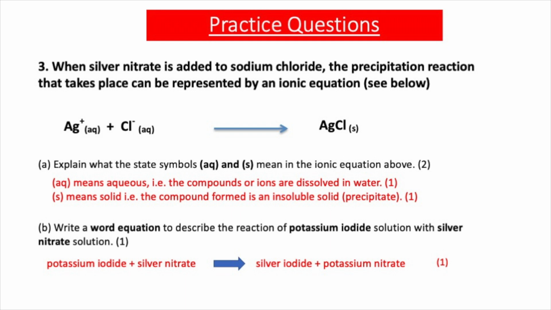1 mark for that. Now for question B, it's asking you to write a word equation to describe the reaction of potassium iodide solution with silver nitrate. So the word equation would be potassium iodide plus silver nitrate forms silver iodide and potassium nitrate. Now if you've written the word equation correctly, there's 1 mark for this. Now in this equation, the silver iodide is our precipitate and potassium nitrate, the other product, is a soluble salt.